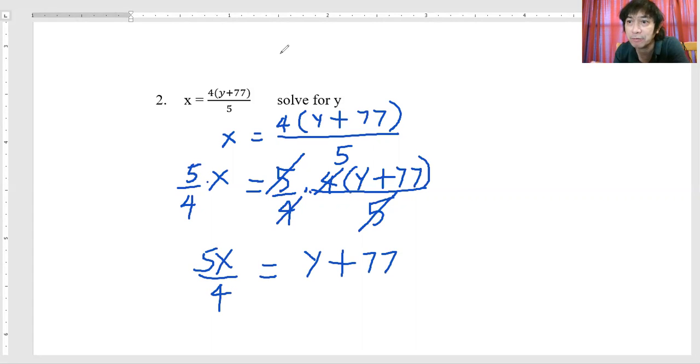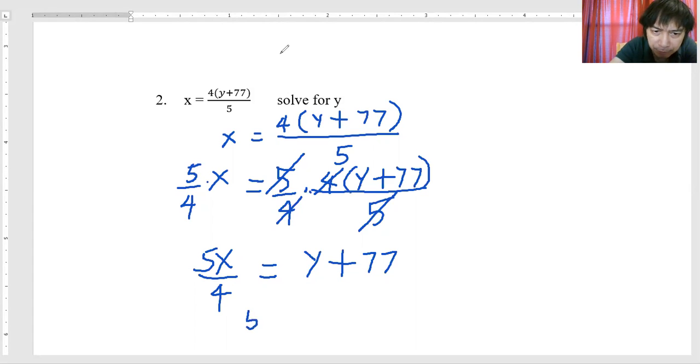You have to identify: are you going to divide to remove the 77? Are you going to multiply to remove the 77? Are you going to subtract to remove the 77? Those are the questions you need to answer so that you know the correct step. It looks like that is y plus 77. They're added, so you cannot divide to cancel it. So what you'll do is subtract.